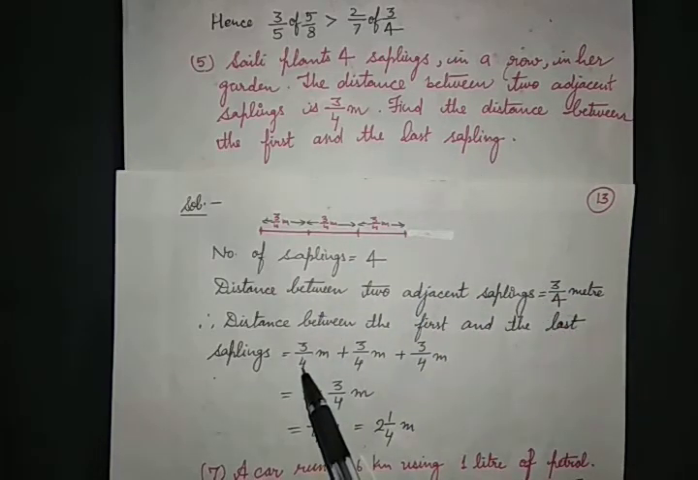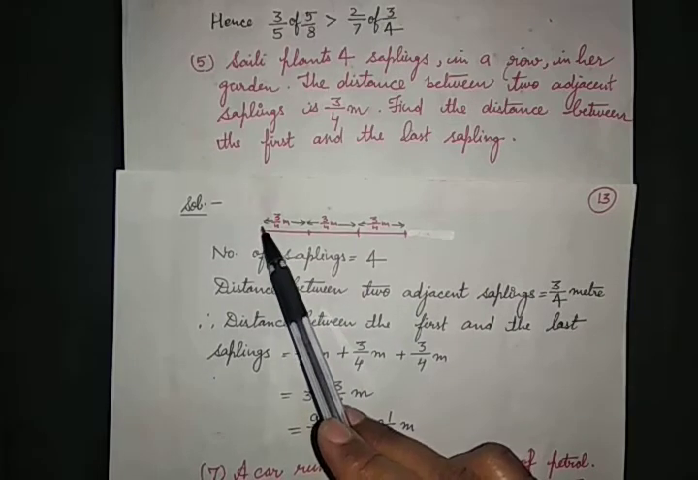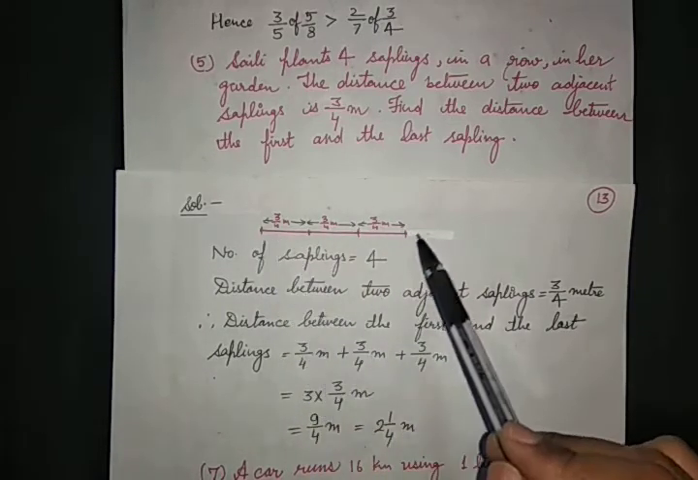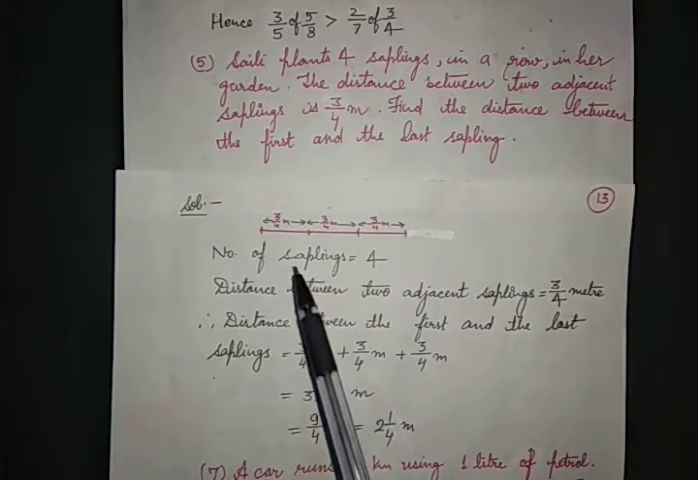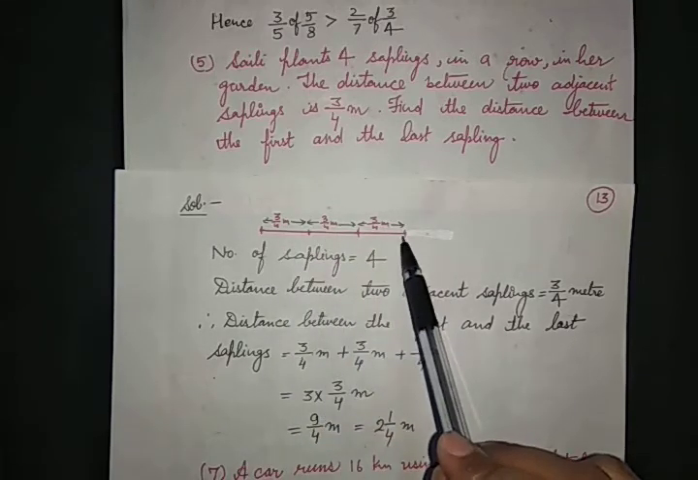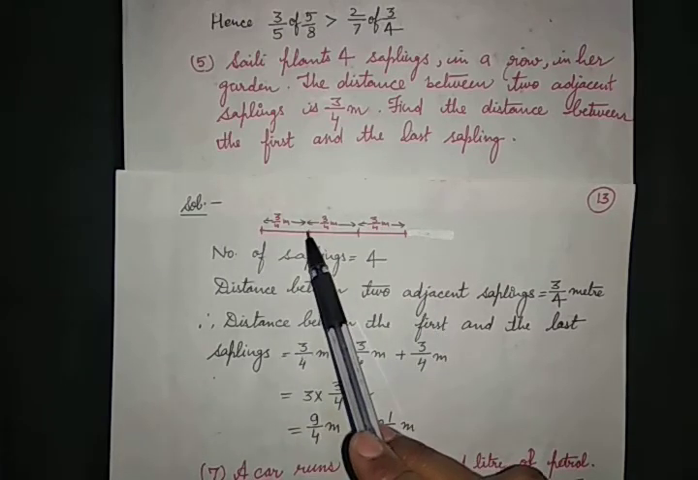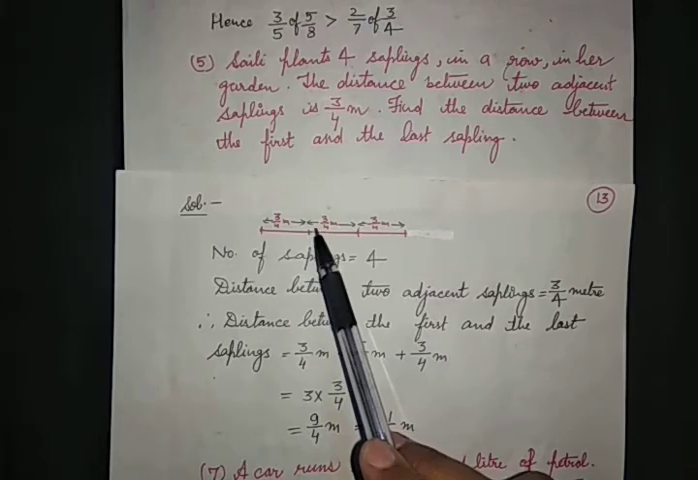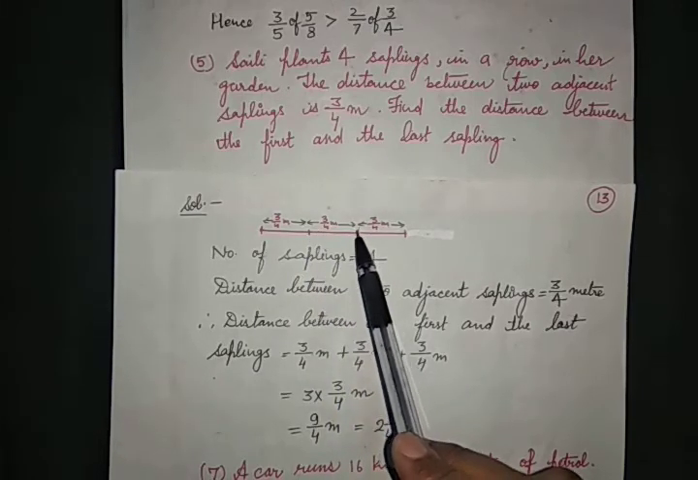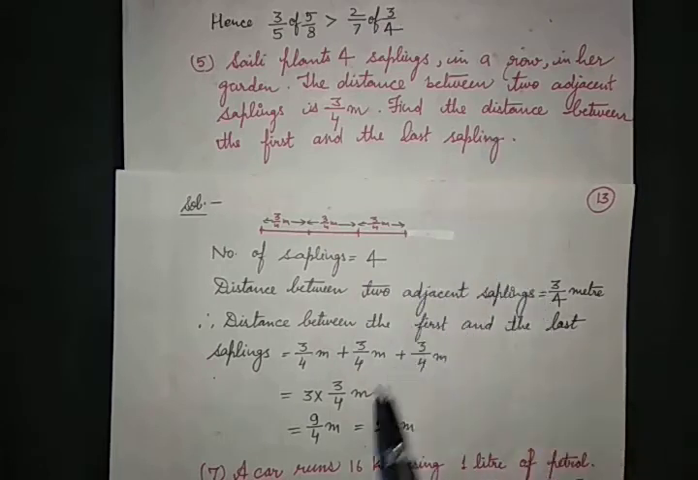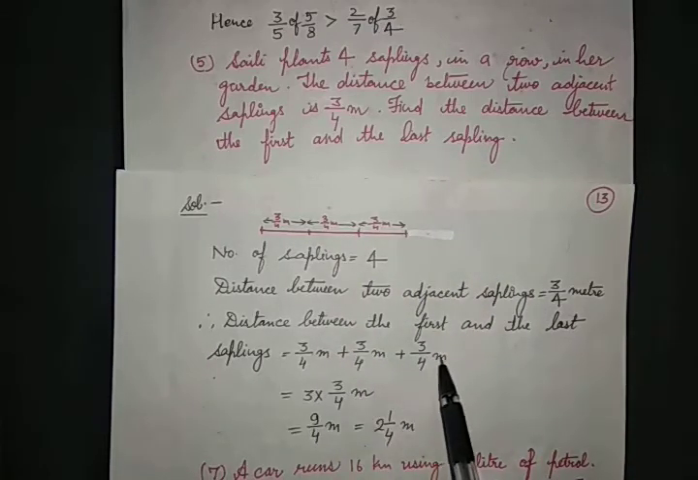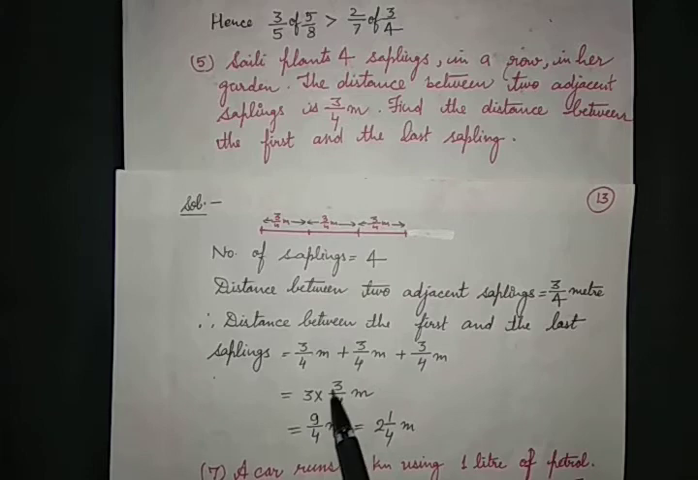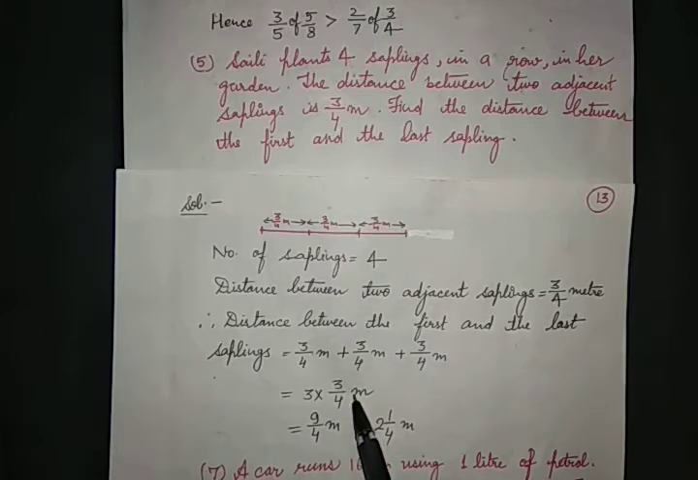For this, what will you do? The first sapling is this and the last one is this. So, to find the distance between these two saplings, you will add 3 by 4 meter plus 3 by 4 meter plus 3 by 4 meter. Now you can see 3 by 4 meter is coming 3 times. So you can write it like this also: 3 multiply 3 upon 4 meter.